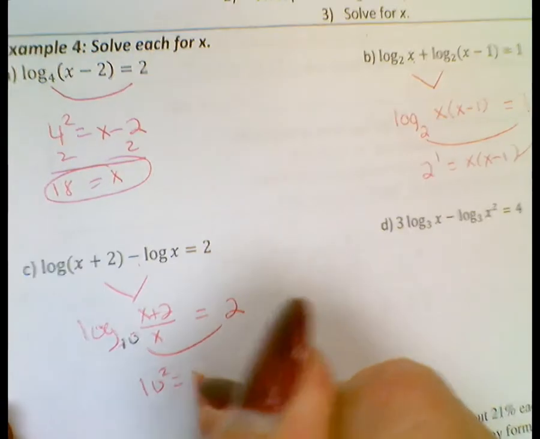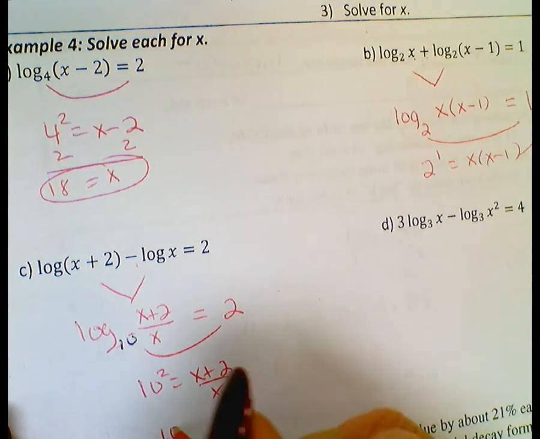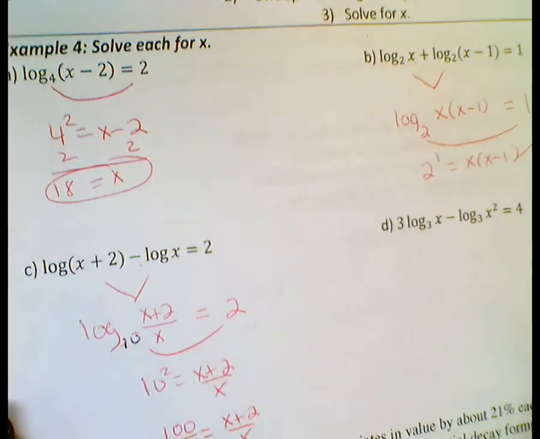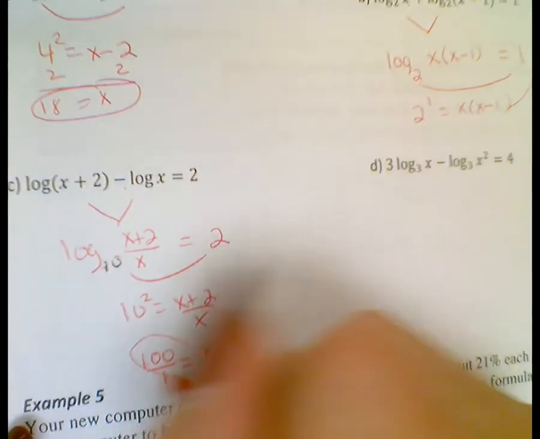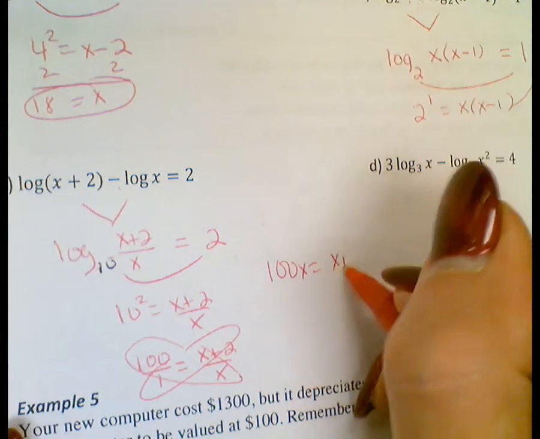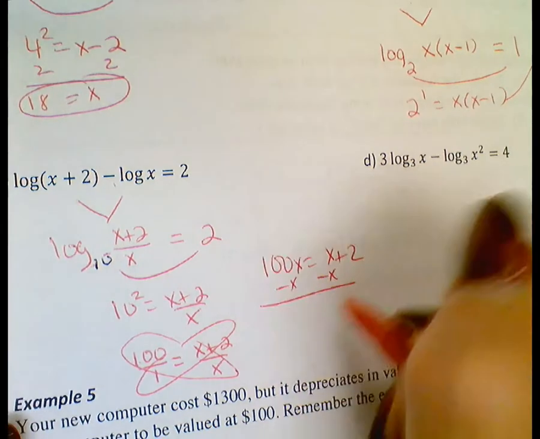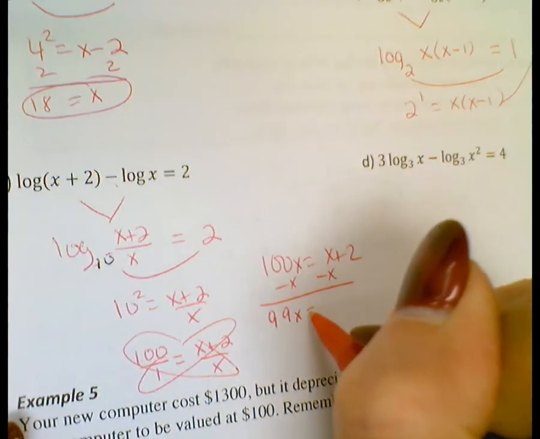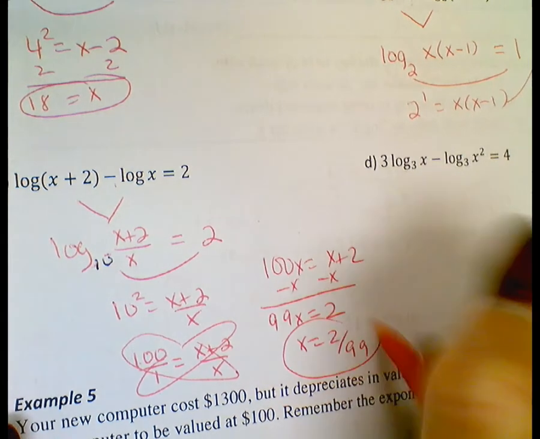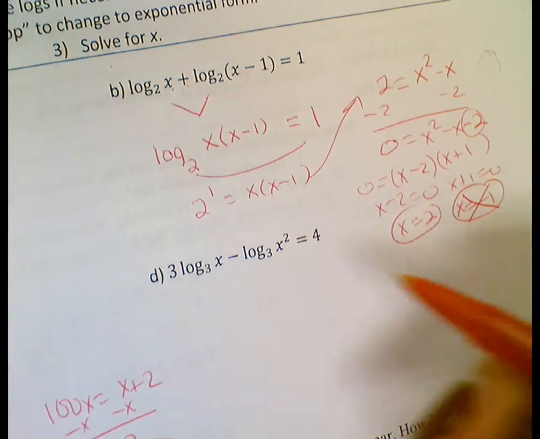10 squared equals x plus 2 over x. 10 squared is 100 over 1, over x. We're going to cross multiply. Get x's on the same side. And x is 2 over 99. Weird answer, I know. Okay, so I have to hurry up because class is coming in.